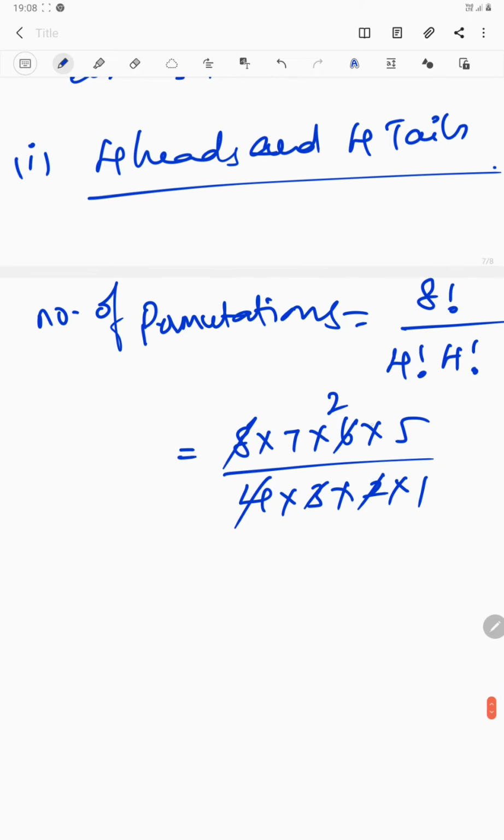Therefore, 7 2s 14 and 14 5s 70. So, 70 ways are there to obtain 4 heads and 4 tails.